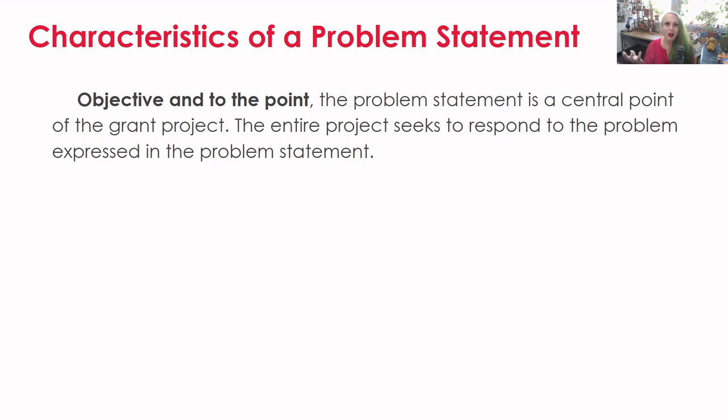So, characteristics of a problem statement. It has to be objective and to the point. It's really the central point of the grant project. The entire project seeks to respond to the problem expressed in the problem statement. So if you don't express your problem well, the reviewer will not understand why you are proposing what you are proposing. You need to be sure that the reviewer understands, okay, this is the problem, and then the reviewer will find it really easy to support your solutions.